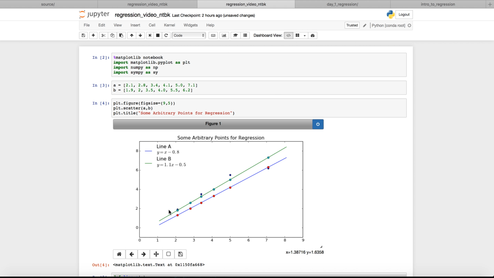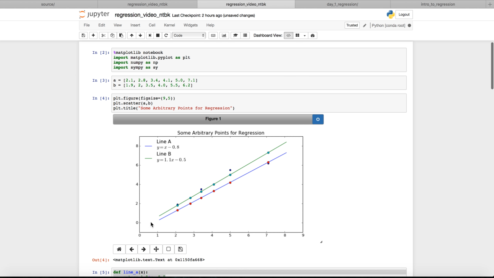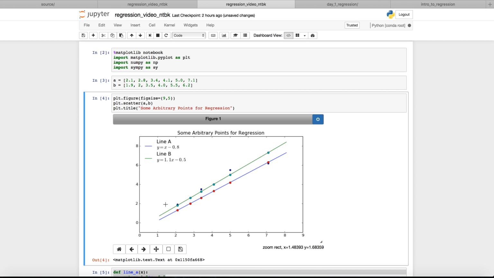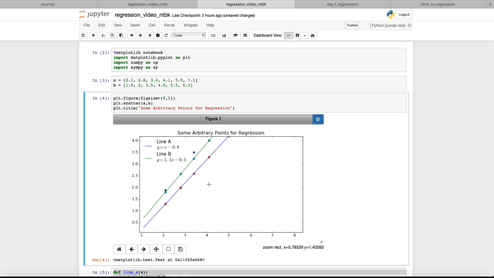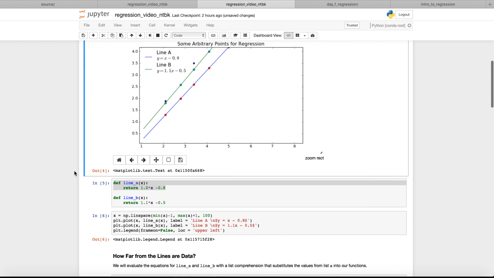This upper line, line B, is closer to the actual data points than is line A on average, even though there's a couple of points that line A is closer to. Overall, line B is closer to these data points. And we can just hop in here. There's that first point. It's right up on that line. The second one is right here, and so on.